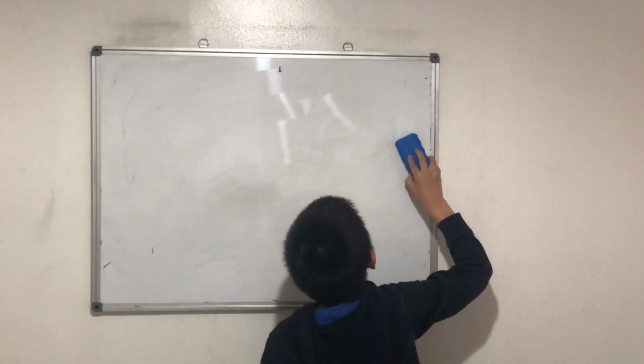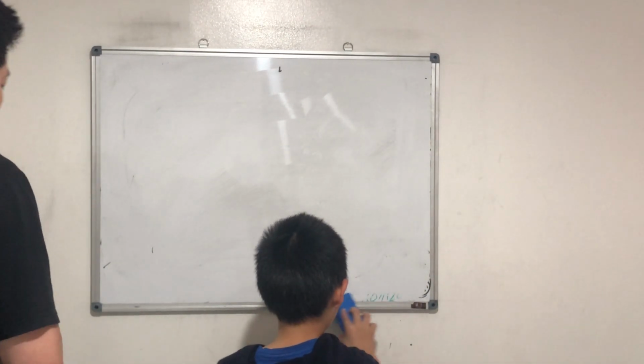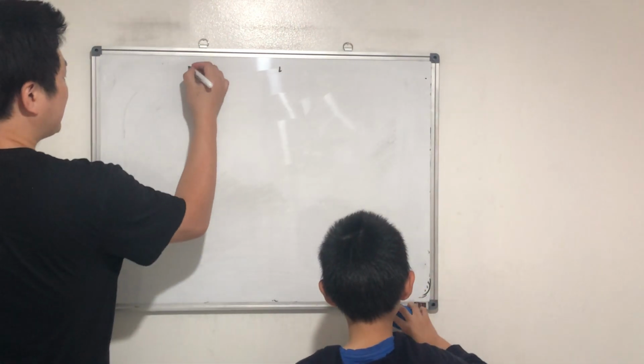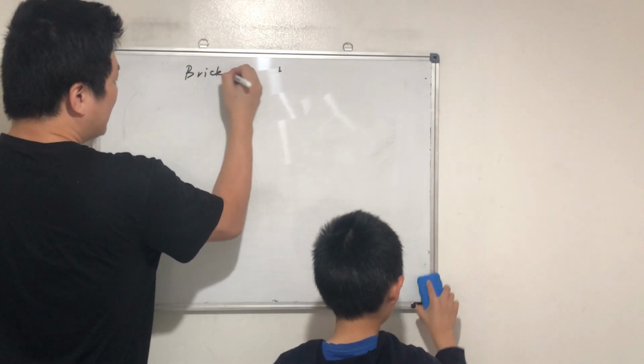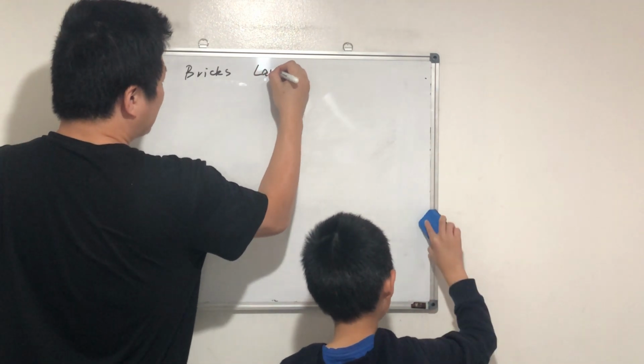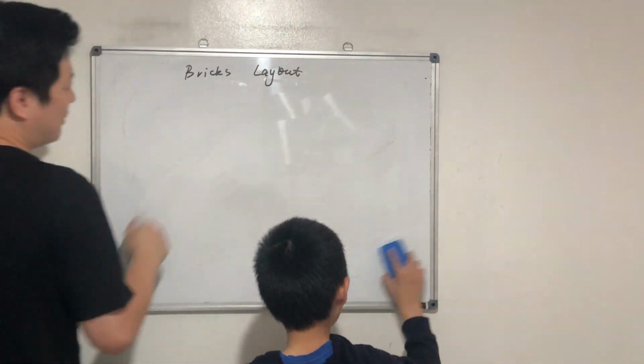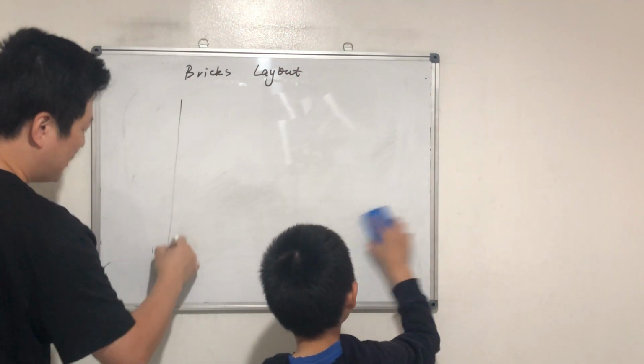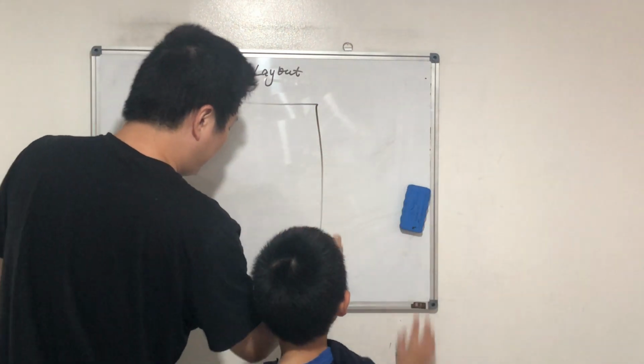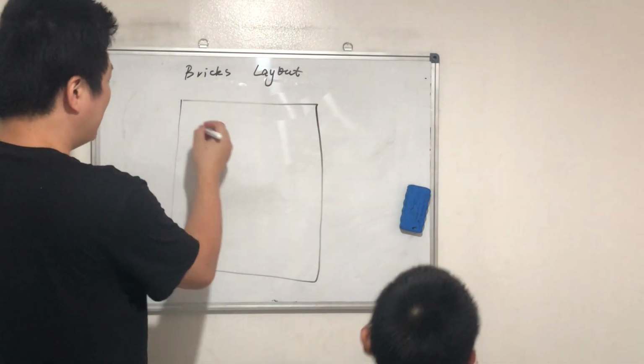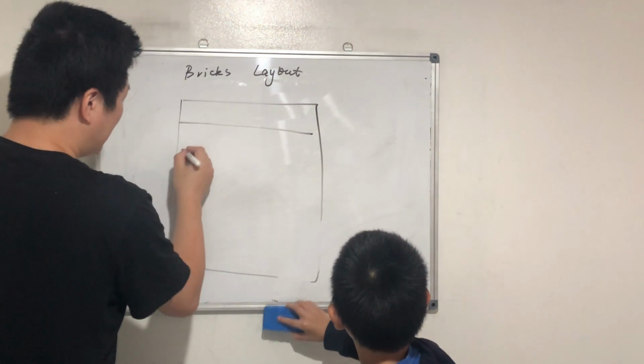Yeah. Good. So remember yesterday we talked about the bricks problem. Bricks layout, right? Remember? So what's the problem? Can you remind me? So we have a look. Okay, that's it. We have a wall, and then each wall is.